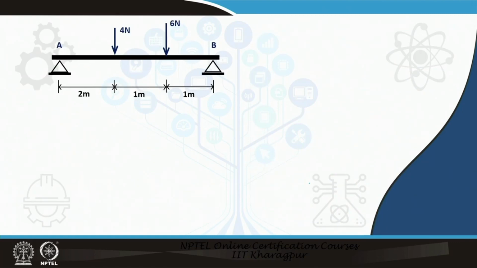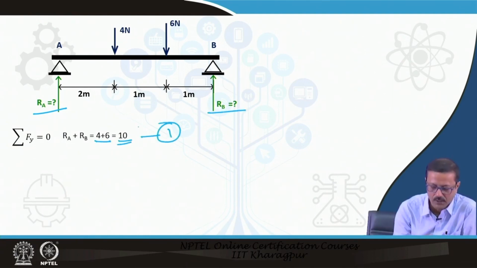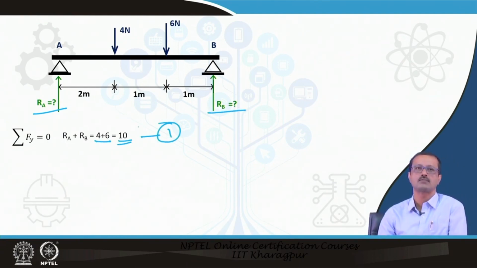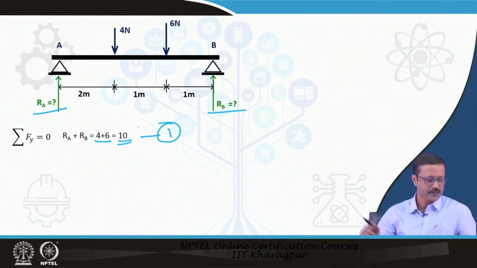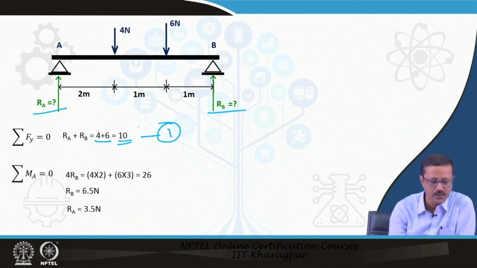Now if I have a beam like this, with loads at different locations, I can find the reactions at A and B, R A and R B. The first equation is that the summation of Fy is equal to 0. So R A plus R B must be equal to 6 plus 4, equal to 10. This is my equation number 1. I cannot take sigma Fx equal to 0, because there is no inclined load, so forget about that. Now I take the third equation as sigma moment equal to 0 at A.